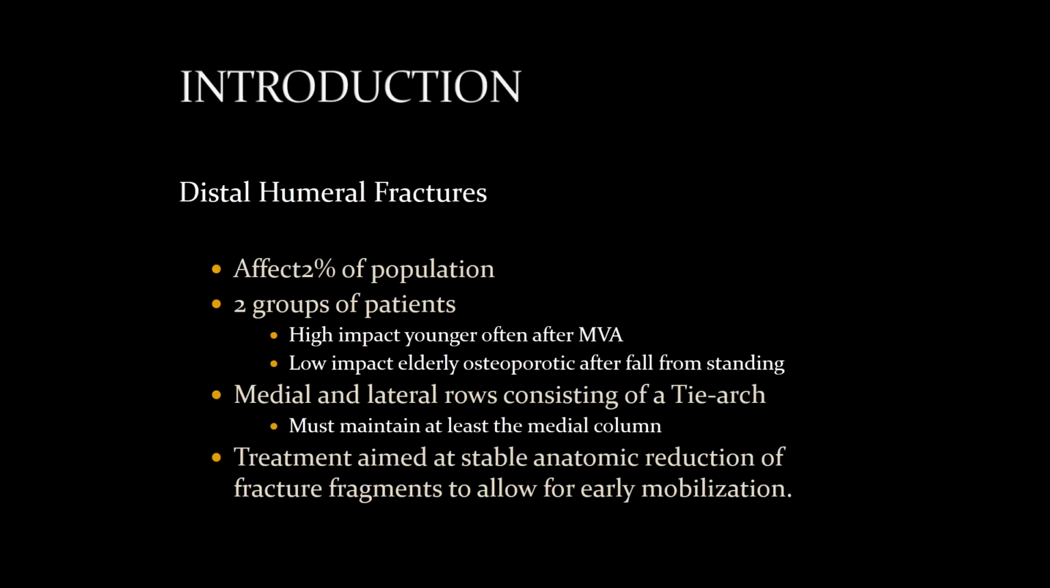We must remember that one of the key points of these fractures is we have medial and lateral rows on the distal humerus, and these form a tie arch, rather like a Gothic arch or a Roman arch. And we must maintain at least the medial column in order to achieve stable results afterwards. Treatment must be aimed at stable anatomic reduction of these fracture fragments to allow the patients to mobilize early. It must be stable enough that you can start early mobilization of the patient, otherwise they become stiff.